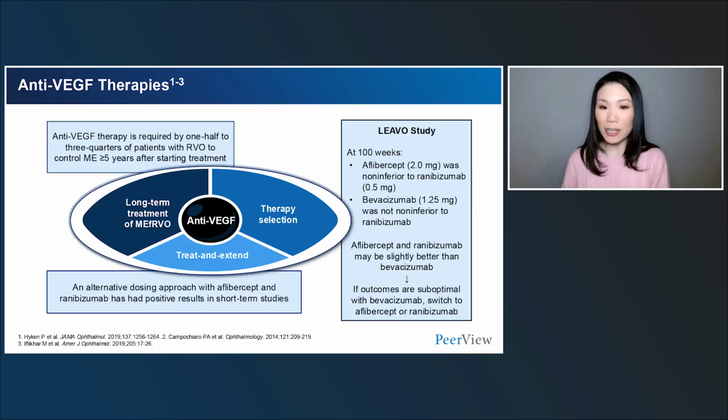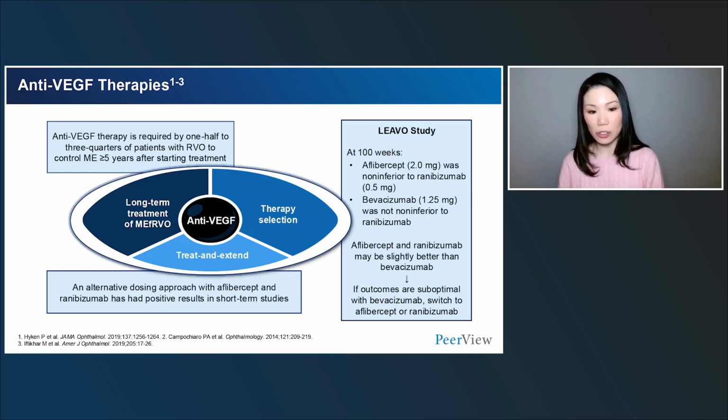And additionally, every patient is different, right? And I always use the analogy of shoes. You know, Adidas might feel more comfortable to you than Nikes, right? And certain drugs in the eye may work better for Mrs. Jones versus Mrs.